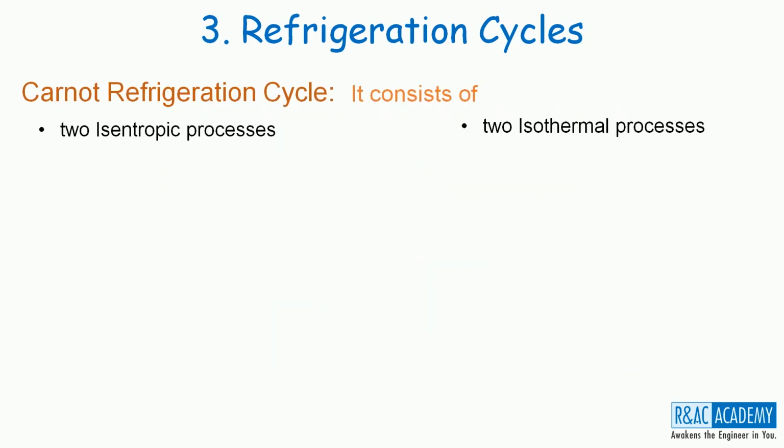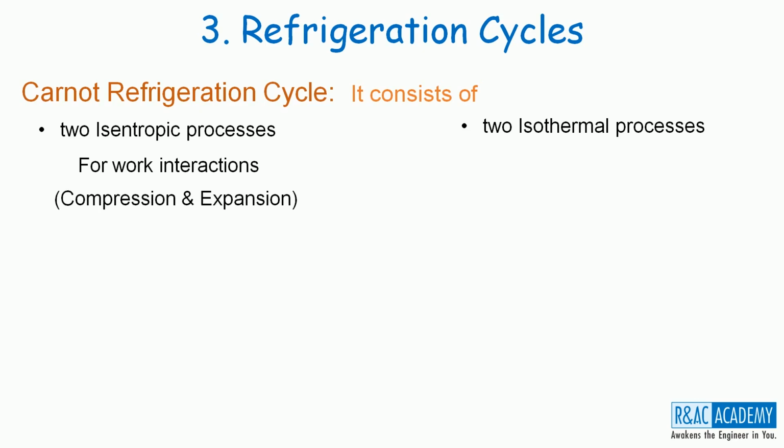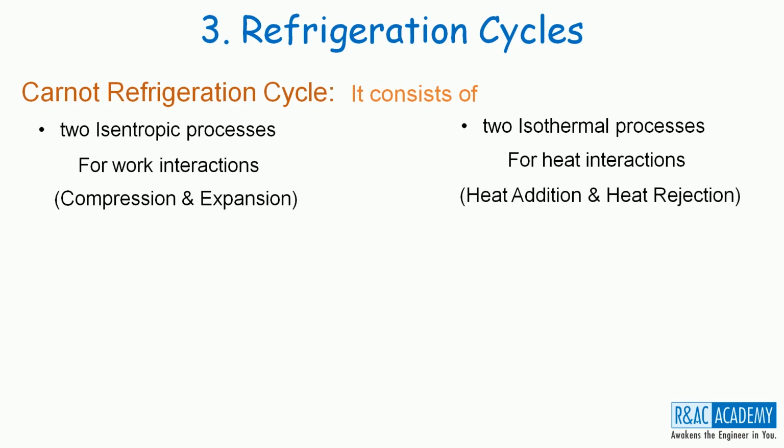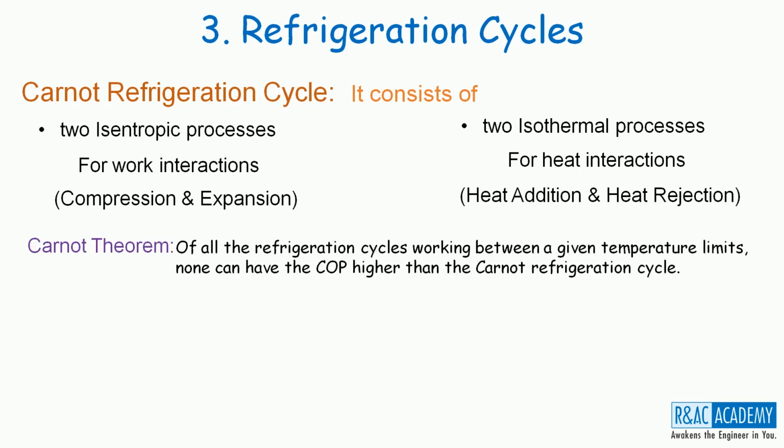It consists of 2 isentropic processes and 2 isothermal processes. Isentropic processes are used for work interactions, namely compression and expansion. Isothermal processes are used for heat interactions, namely heat addition and heat rejection. Next is the Carnot theorem. Of all the refrigeration cycles working between given temperature limits, none can have a COP higher than the Carnot refrigeration cycle.